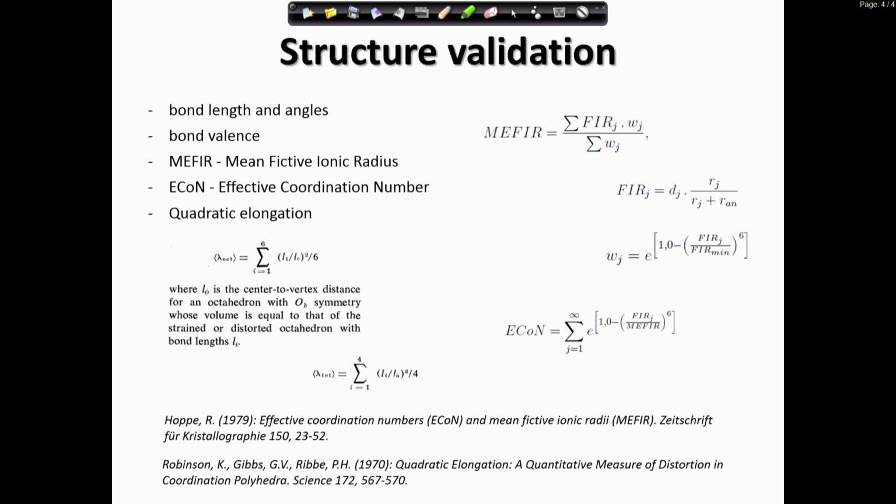There are other values that you can calculate for polyhedra, like the mean fictive ionic radius, or the ECoN, the effective coordination number. They all tend to express quantitatively some of Pauling's rules about the coordination polyhedra. A quite useful value is the quadratic elongation that tells you how much the polyhedron is deformed. And all these things together, none of them is going to tell you your structure is definitely wrong or definitely right, but these are numbers that allow you to check the structure and get your own feeling on the structure.